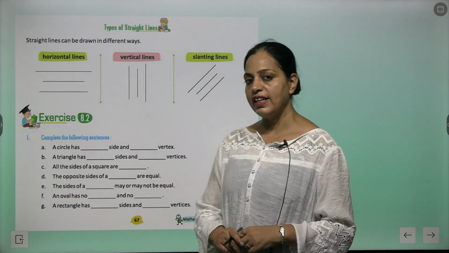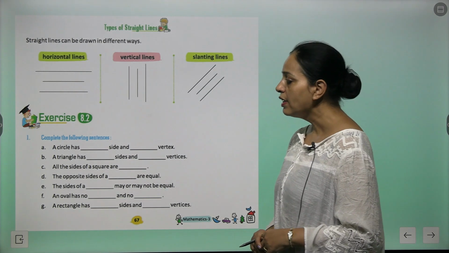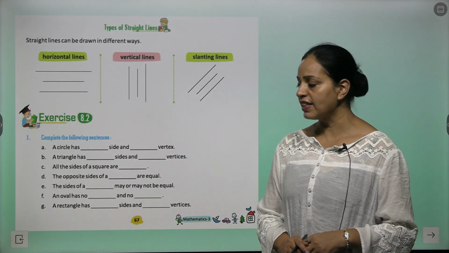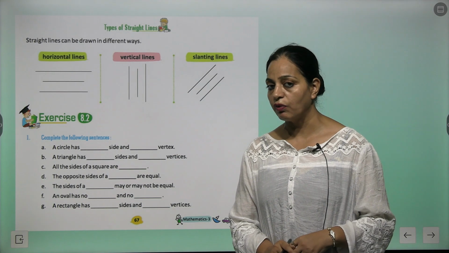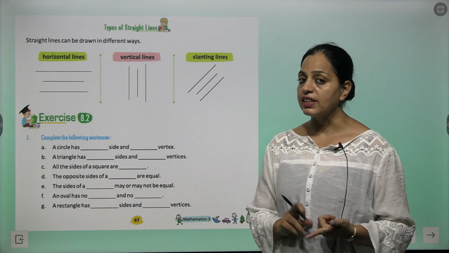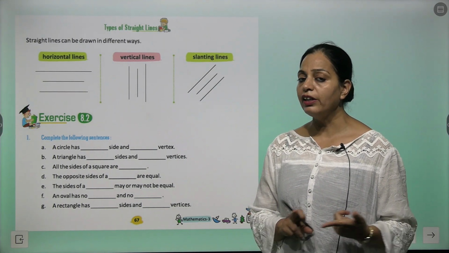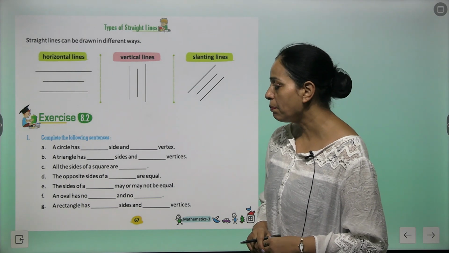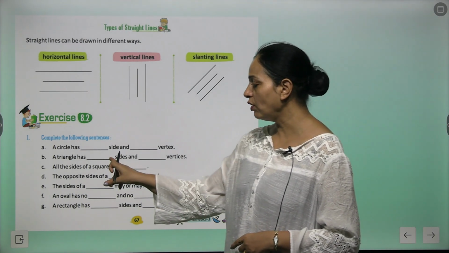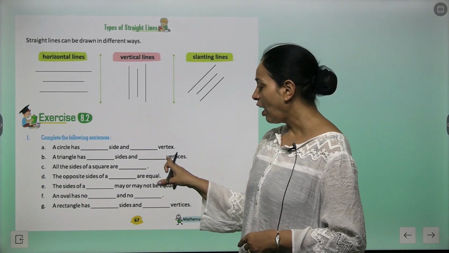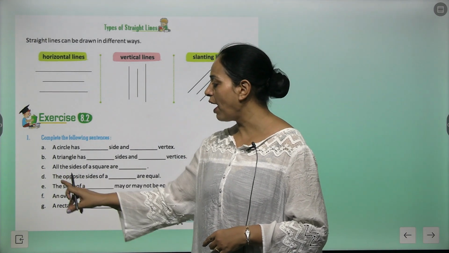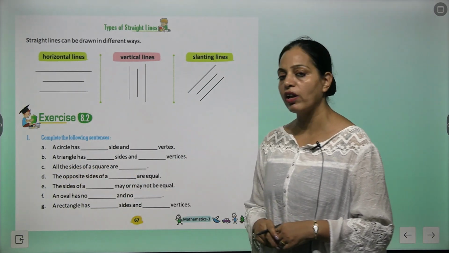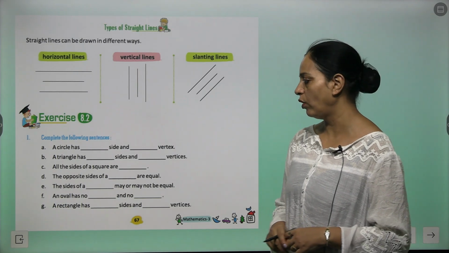Now exercise 8.2, question number 1. Complete the following sentences. A part, a circle has dash side and dash vertex. As I told you, a circle has no side, no vertex. B part, a triangle has 3 sides and how many vertices? 3 vertices. Okay. And the C part, all the sides of a square are dash equal.